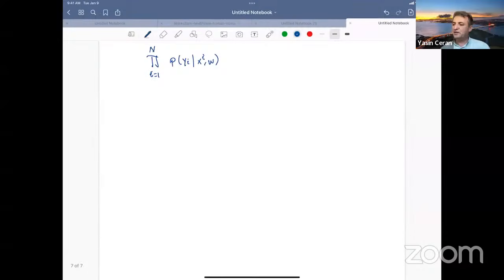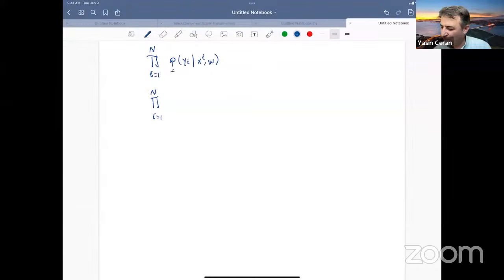Most of the time for optimization problems, we don't like multiplications. We want to turn them into summations because summations are going to make our job a lot easier. So before getting into summation, I'm going to write this multiplication in a simpler format. What I'm going to do is the following.